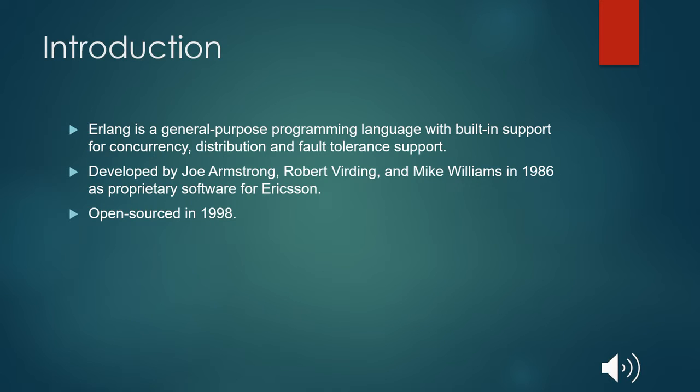So what is Erlang? Erlang is a general purpose programming language. It was built mainly to support concurrency, distribution, and fault tolerance. It was initially developed by Joe Armstrong, Robert Virding, and Mike Williams in the year 1986 as proprietary software for the company Ericsson, and later it was open sourced in the year 1998. It was primarily developed to handle a huge number of concurrent requests in the telecom sector. And one more interesting fact about Erlang is that WhatsApp is currently developed using Erlang.